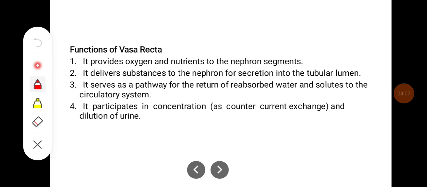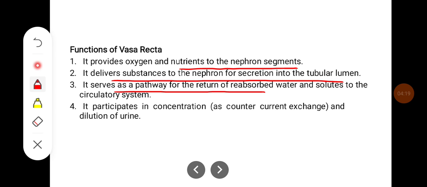Functions of vasa recta: it provides oxygen and nutrients to the nephron segments. It delivers substances to the nephron for secretion into tubular lumen. It serves as a pathway for return of reabsorbed water and solids to the circulatory system. It participates in concentration as a countercurrent exchange and in dilution of urine.